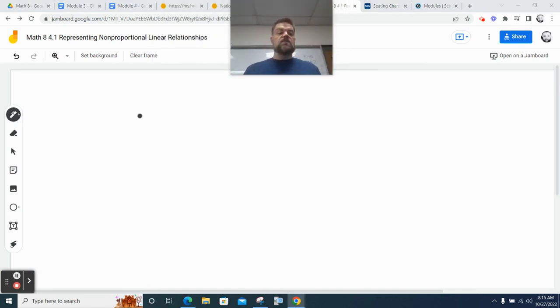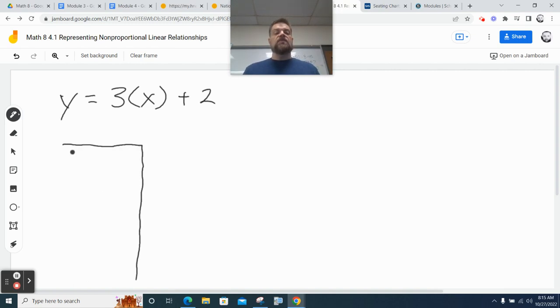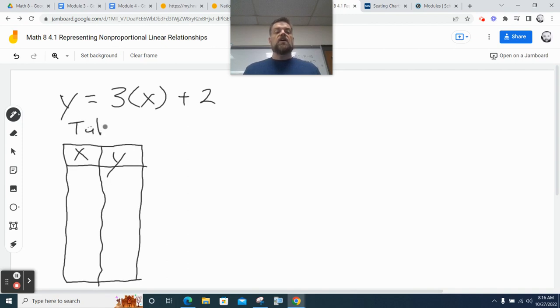So we have this equation, y is equal to 3x plus 2. And so we're going to represent this a couple different ways. The first way, and we've been doing it this way, but I want to be a little more formal in my instruction. When we say x comma y like this, it is known as a table of values.